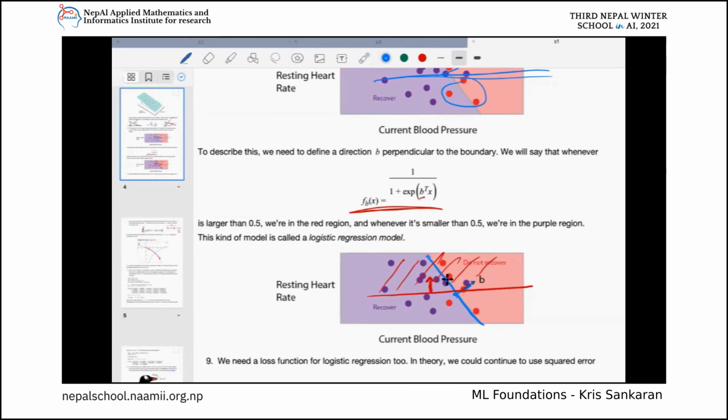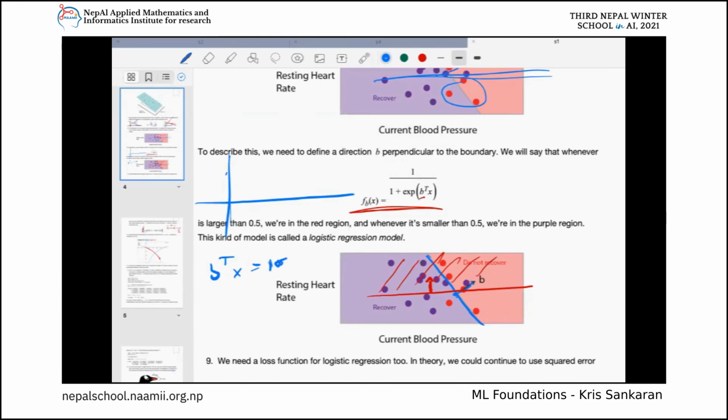How to understand this? I guess it comes from thinking about the meaning of a function like this, right? So you have something like B transpose X. The main thing to think about is, what are the level lines? Fix a value, like 10. Where is B transpose X equal to 10, right?